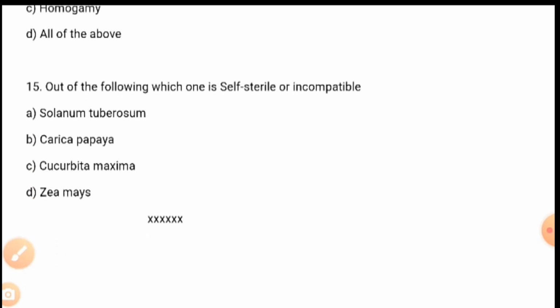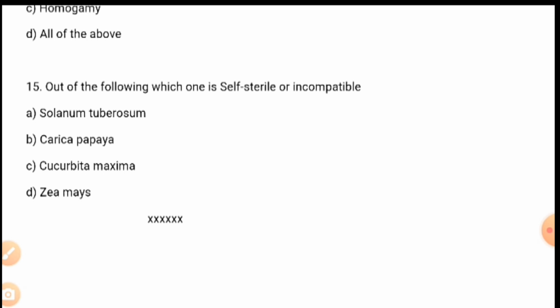Now we are in the last question, that is question number 15. The question is, out of the following, which one is self-sterile or incompatible? To prevent self-pollination in hermaphrodite flower or in bisexual flower, incompatibility takes place. So what is incompatibility? Incompatibility means rejection of the same gene. The female gamete will reject the male gamete if they are made up of the same gene, the source is same.